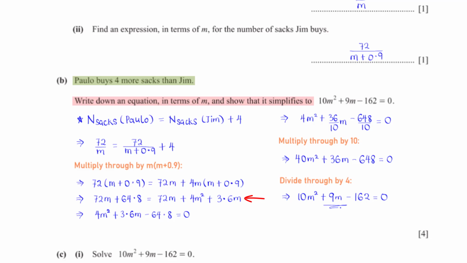When we move all the terms to one side of the equation and group like terms, this is what we have. When we convert the decimals to fractions, this is what we have. When we multiply through the equation by 10, we have 40m squared plus 36m minus 648 equals 0. The terms have a common factor of 4. So when we divide through by 4, we have 10m squared plus 9m minus 162 equals 0.